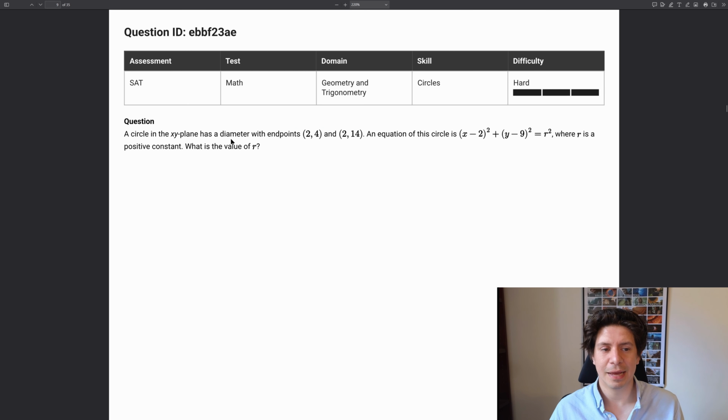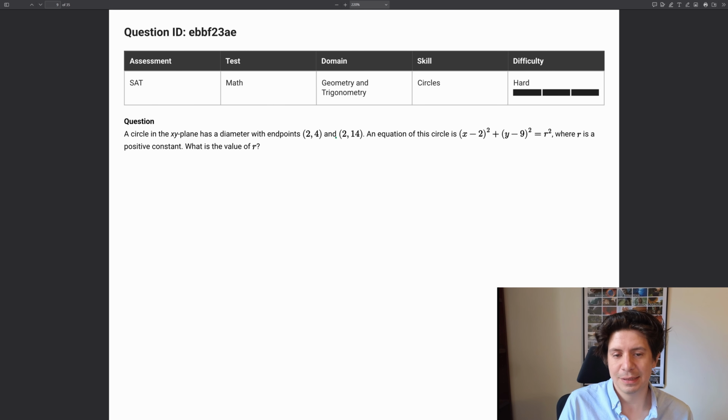And now we have this one here. A circle in the xy plane has a diameter with endpoints (2, 4) and (2, 14). An equation is this, where r is a positive constant. What is the value of r? So you have to find the distance here. The nice thing is that it's 2 and 2 for the x value, so it's really just 14 minus 4. That equals 10 as the diameter.